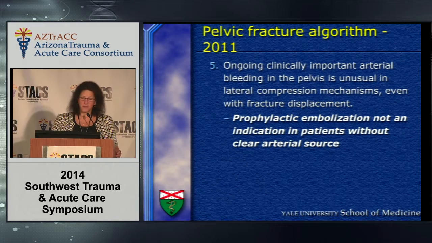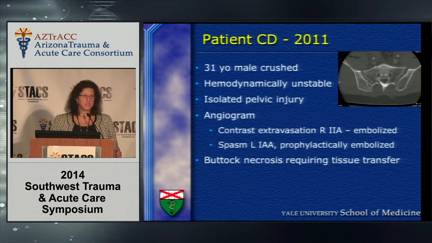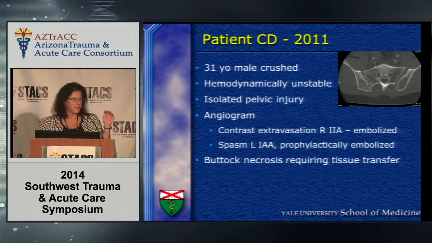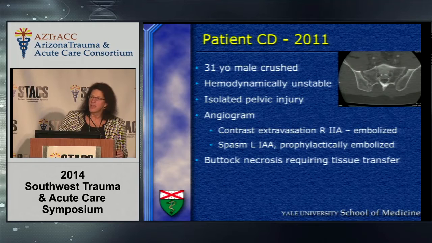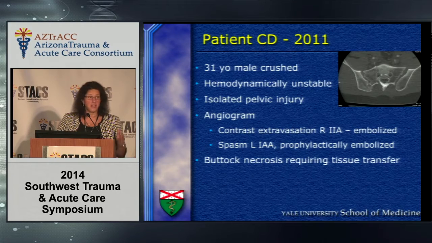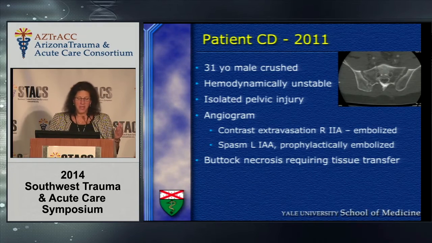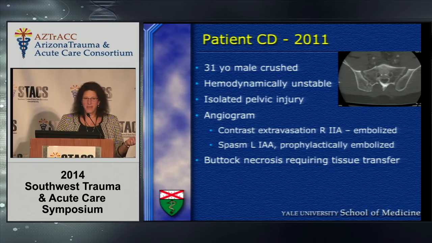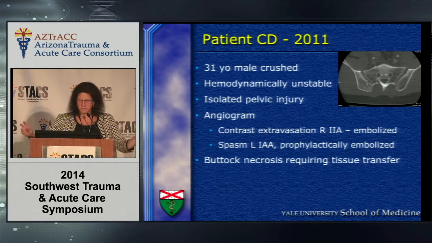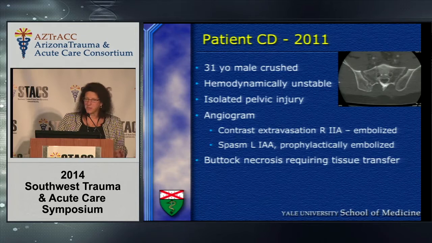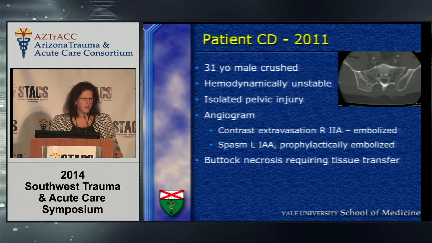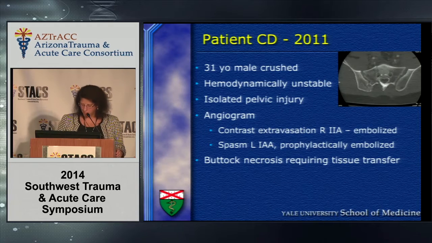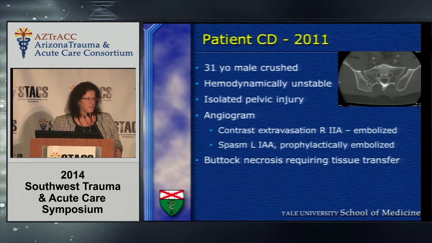We thought that would solve the problem. Then we got patient CD about 4 weeks after we put this protocol into place. Hemodynamically unstable male, crushed, had an isolated pelvic fracture. He had an angiogram that showed contrast extravasation, which was appropriately embolized from the right internal iliac artery, but then spasm in the left internal iliac artery. So we took out both of his internal iliac arteries, and lo and behold, he had buttock necrosis requiring tissue transfer. So we decided we hadn't really fixed the problem.